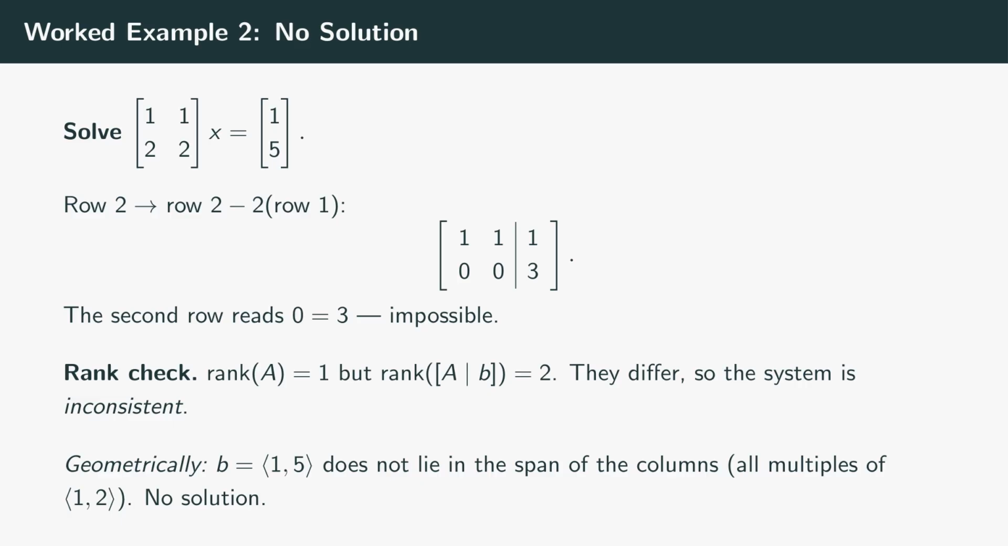The rank test confirms it. The matrix A has rank 1, since its 2 rows are multiples of each other, but the augmented matrix has rank 2, because attaching B created a new pivot. The ranks differ, so the system is inconsistent.